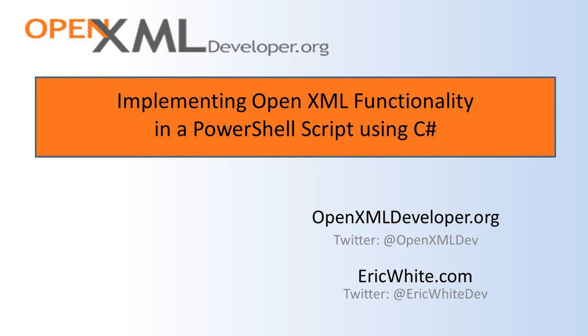In this screencast, I'm going to show you a pretty cool way where you can integrate OpenXML functionality in a PowerShell script using C#. So this is a different way of integrating OpenXML functionality than using Power Tools for OpenXML, which are a set of commandlets that enable you to do interesting things with OpenXML in PowerShell scripts. This is a different approach, and it's pretty interesting. So let's dig in, and I'll show you what this is about.